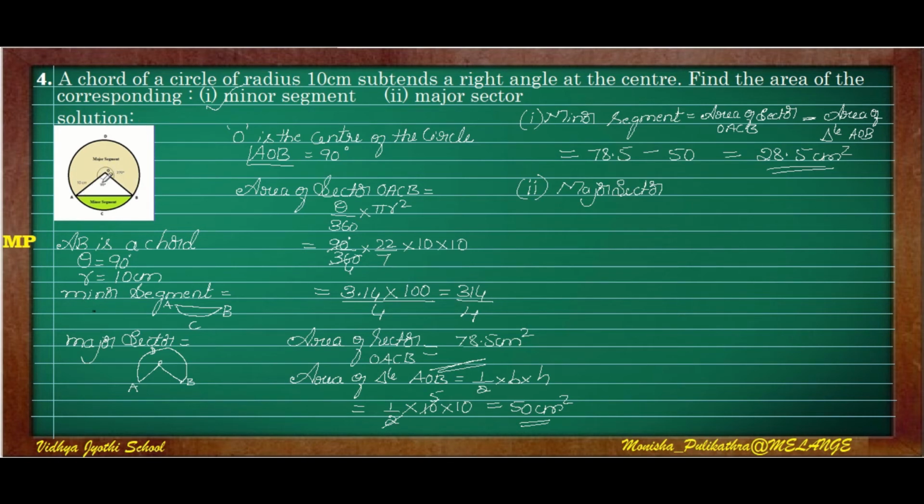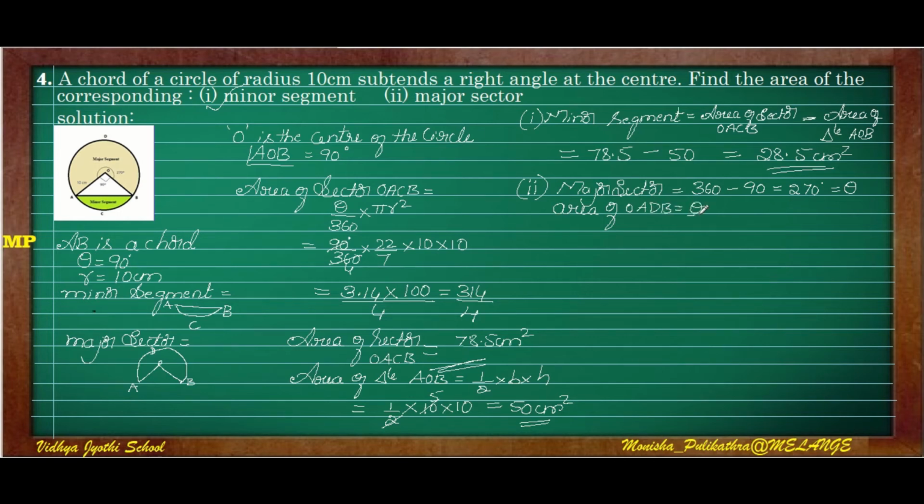But here in the minor sector the angle is 90 degrees. But the major sector is not 90 degrees. First we have to find the angle of the major sector. Okay. So the entire angle is 360. From 360 if we subtract 90 then we will get the angle of the major sector. So 360 minus 90, that is 270 degrees, is the theta of the major sector. Okay. So next we can find the area of the major sector, that is area of OADB.